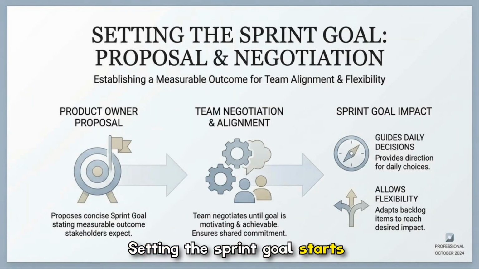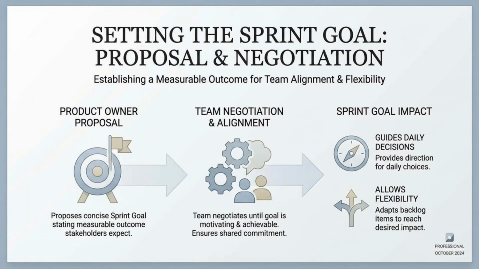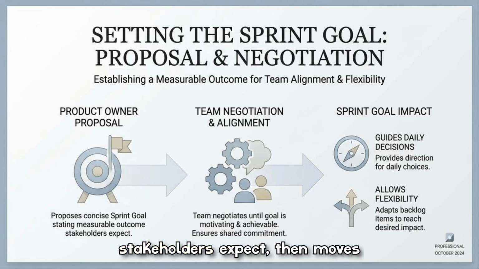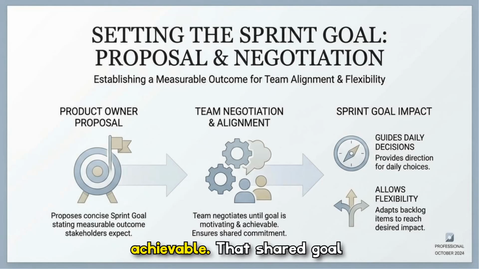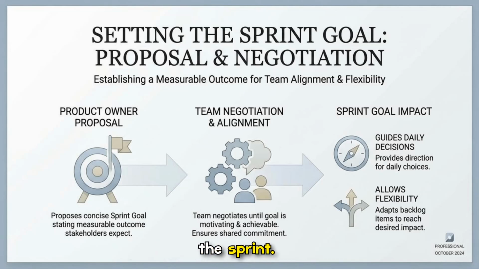Setting the sprint goal starts with a concise product owner proposal that states the measurable outcome stakeholders expect, then moves into team negotiation until the goal is motivating and achievable. That shared goal guides daily decisions, allows flexibility in how backlog items are adapted, and keeps the team aligned on the impact they're trying to deliver during the sprint.